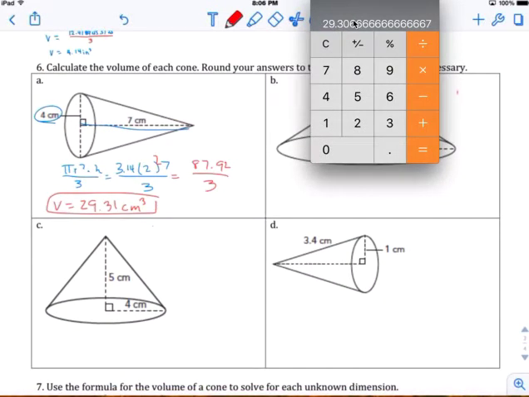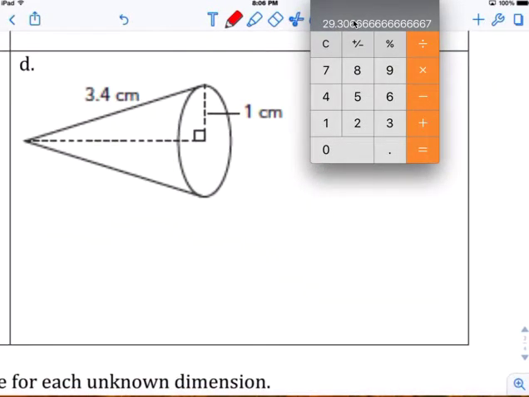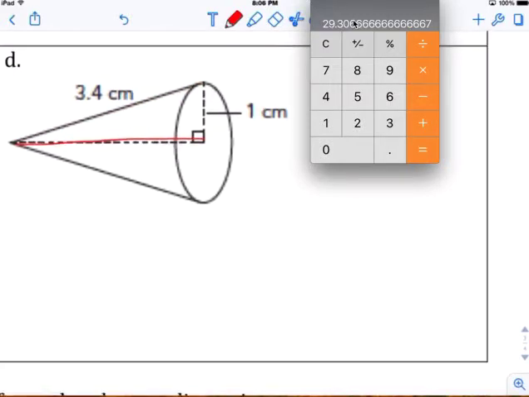Okay, and then we did B in class. Let's do D. This is not the height. That's just a diagonal piece to help us find the height. To find the height, you have to use the Pythagorean Theorem: a squared plus b squared equals c squared. So this is h for the height. a is 1, so 1 squared plus the height squared equals c squared. This is c right here.